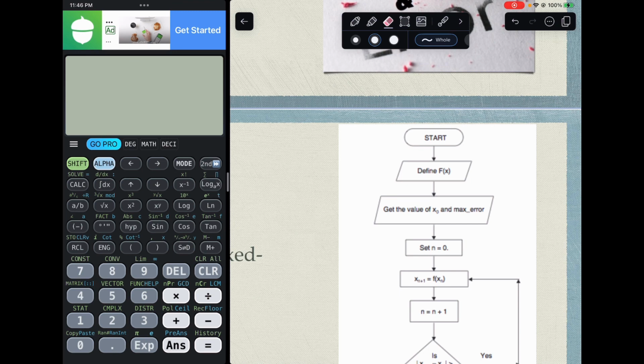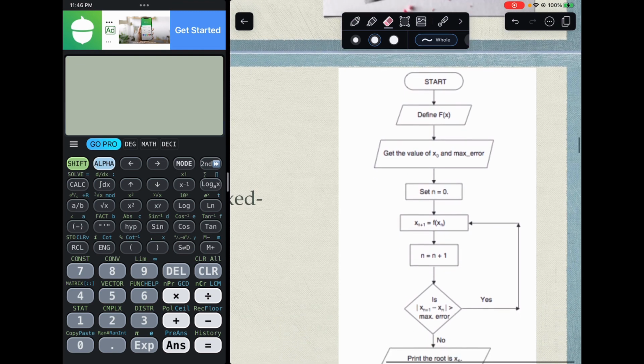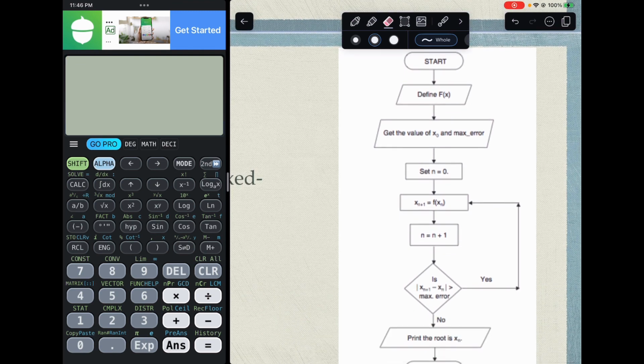So x of n plus 1 is equal to the given function. Now we have a new value for x. So for the new value of x, we increment from 0. Next would be n plus 1, and that would correspond to the next iteration.